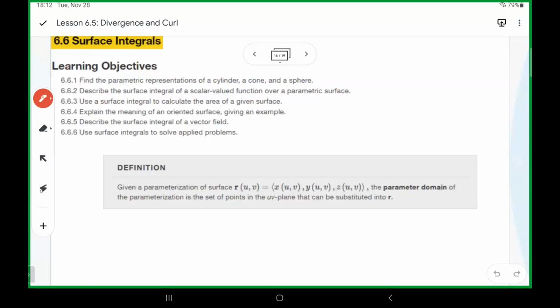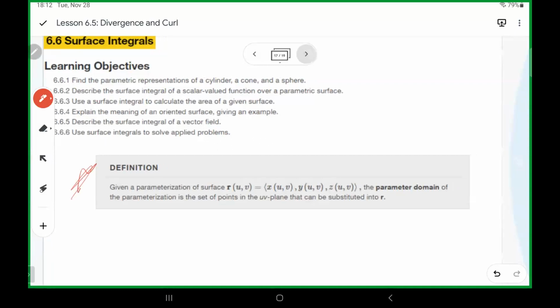So here are your learning objectives. Here's your first definition. It definitely says slide 16. That's not correct.